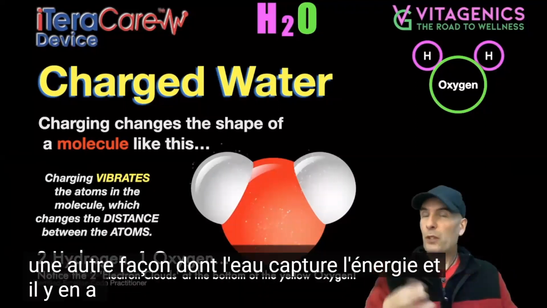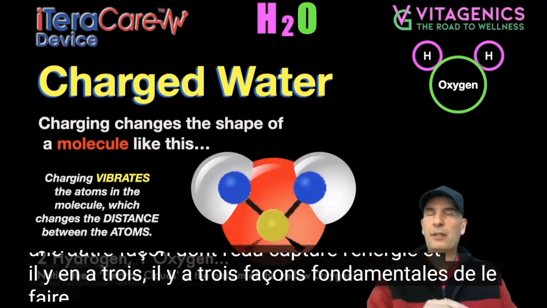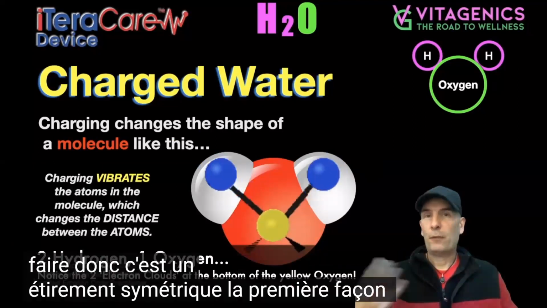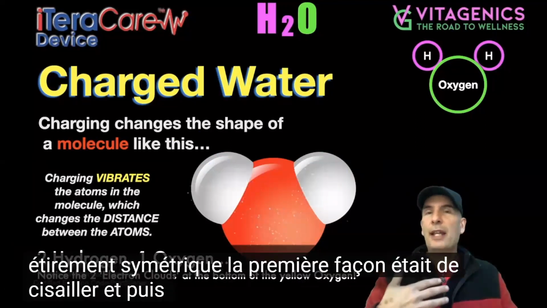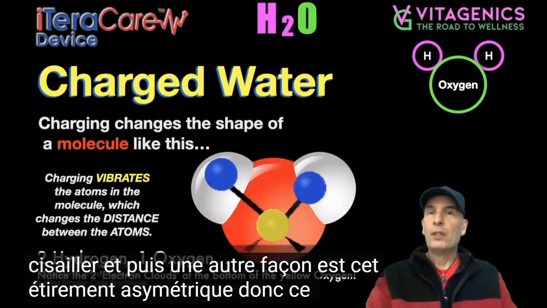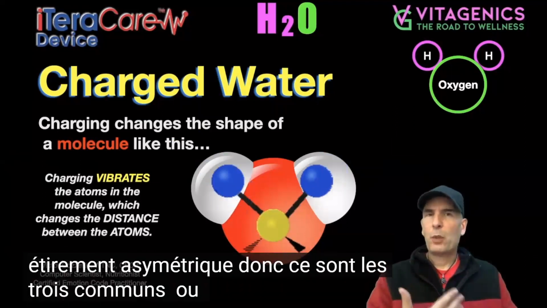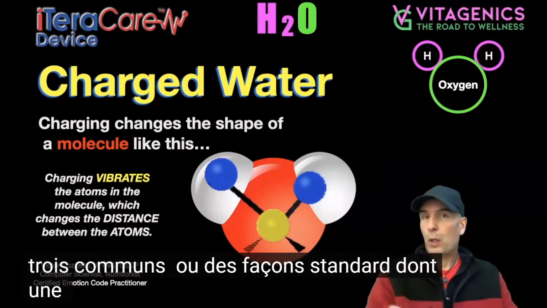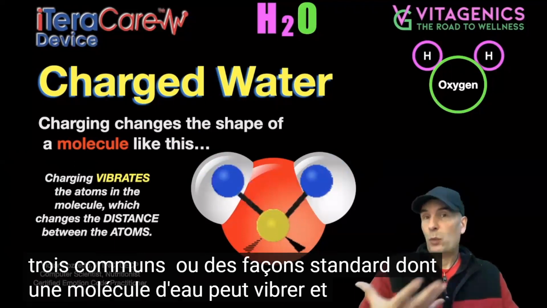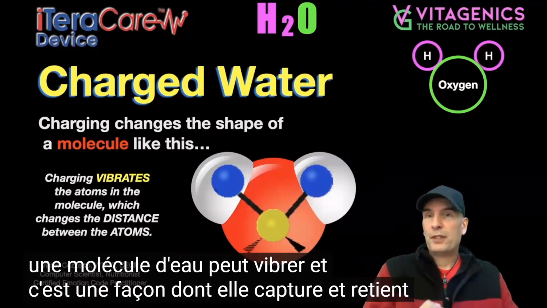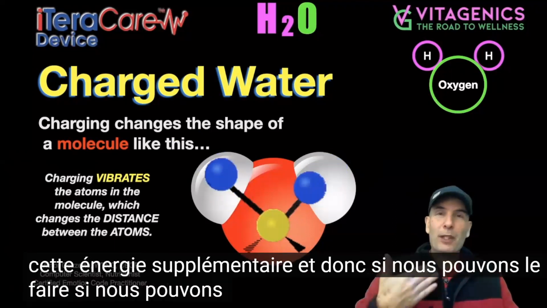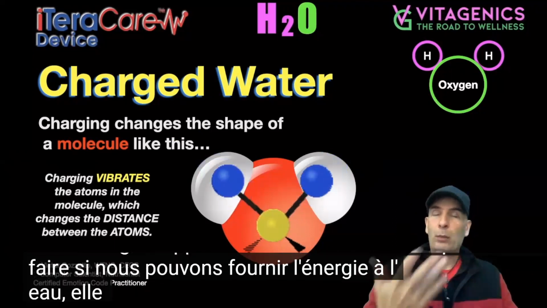And there are three basic ways that it does this. So this is a symmetrical stretching. The first way was scissoring. And then another way is this asymmetrical stretching. So these are the three common or standard ways that one water molecule can vibrate. And this is a way in which it captures and holds this extra energy. And so if we can do this, if we can provide the energy to the water, it will start to do this.